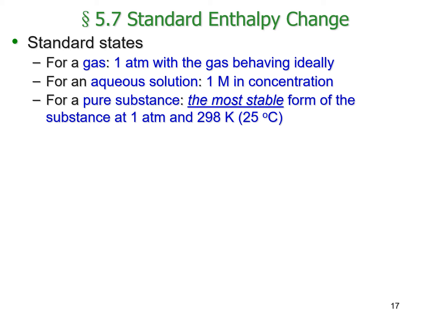What the atm is, we're going to talk about in chapter 10. For an aqueous solution, it must be 1 molar and 1 molar only. For a pure substance, it must be the most stable form at this particular condition, 1 atm and 25 degrees Celsius. Let me give you an example. Both diamond and graphite are made of elementary carbon. Which one's more stable? Graphite. So we pick graphite for setting up the standard state of carbon.